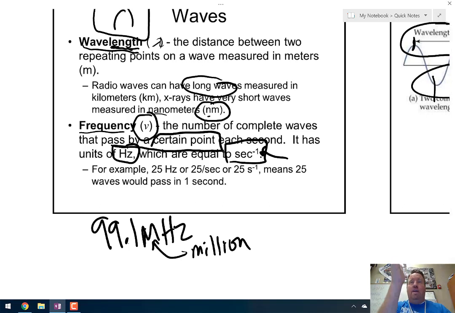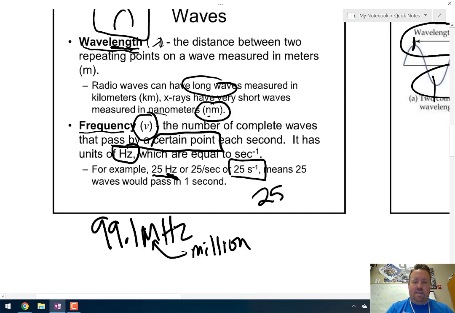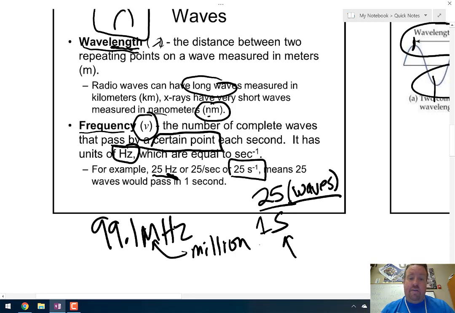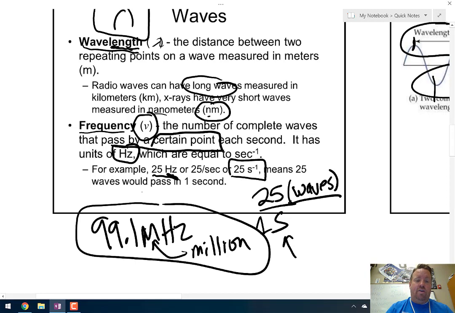99.1 million waves that pass by every second. So if I'm looking right here again, and I'm just watching the wave pass by, and I could count really, really fast, with Power 99 I would be able to count 99.1 million waves passing by in that second. And that's what the seconds to the -1 means. If you write 25 hertz, that means 25 waves pass by every 1 second. Now, obviously, that's a very low frequency compared to a radio station that has 99.1 million.